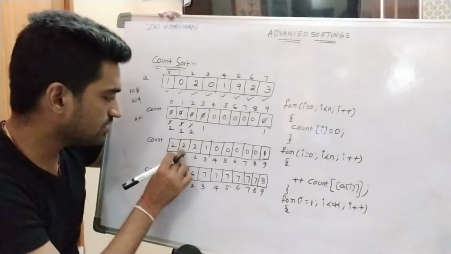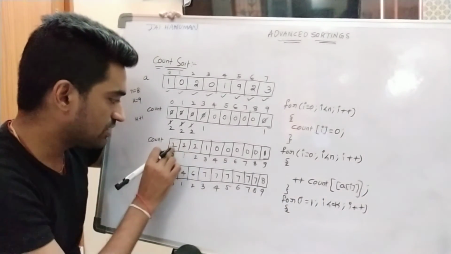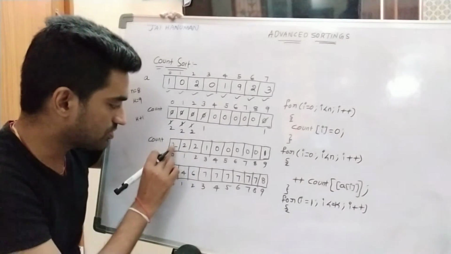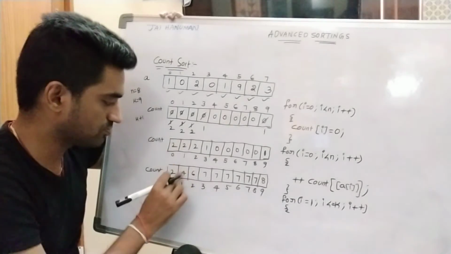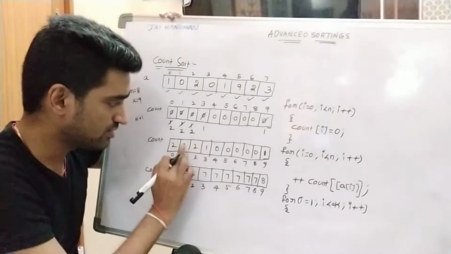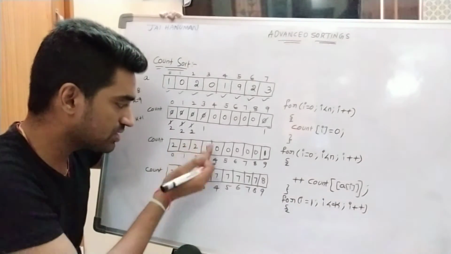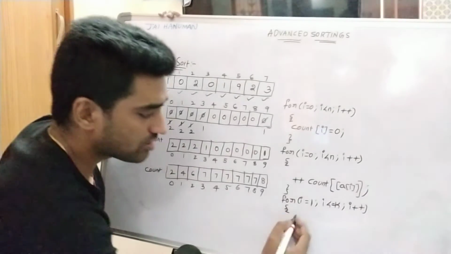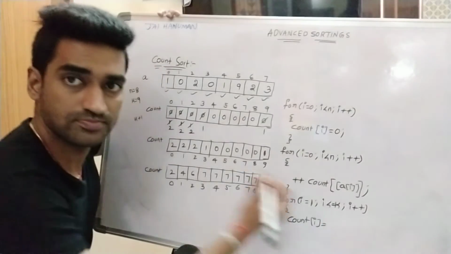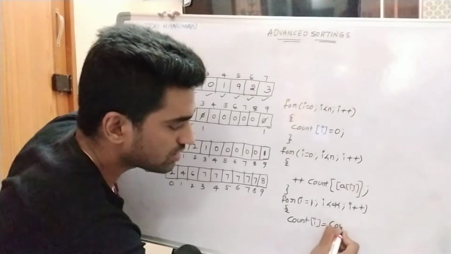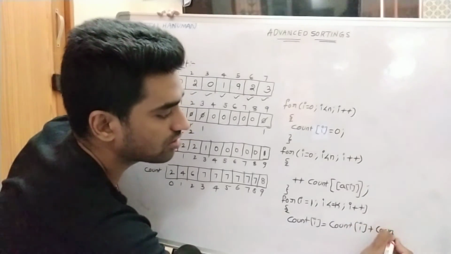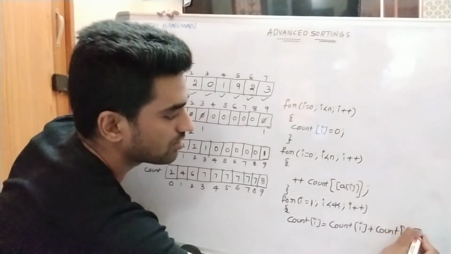So what is the procedure? Here I am adding the previous value to this value. So here 2 is the same. 2 plus 2, 4. 4 plus 2, 6. So the value can be updated with the help of previous values, right? So how to update? count of i is equal to count of i plus count of i minus 1.